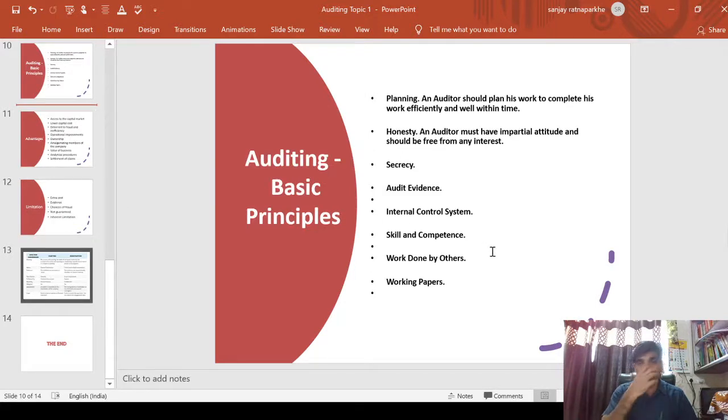Now the next part we are discussing is planning. An auditor should plan his work. Audit basic principles. So friends, what is a principle?